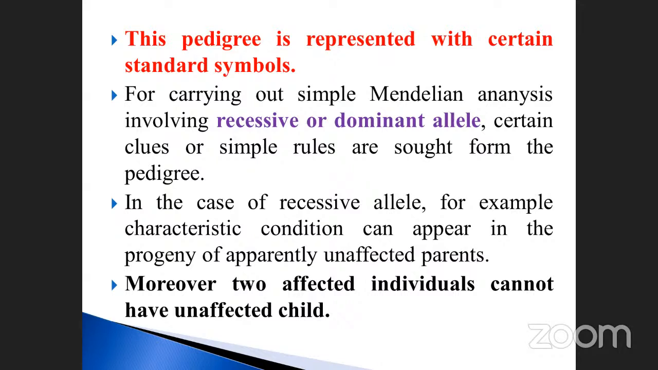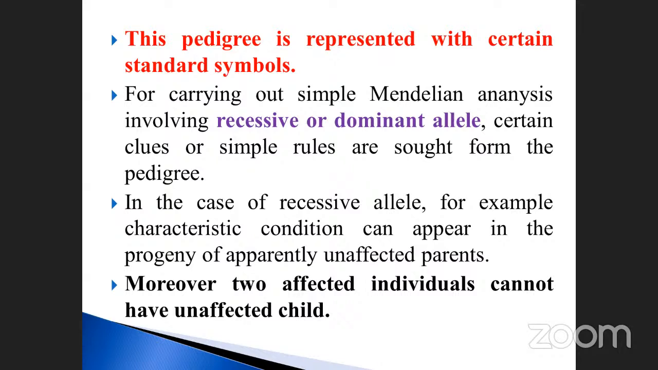This pedigree is represented with certain standard symbols that we already discussed, for carrying out Mendelian analysis involving recessive or dominant alleles. Certain clues or simple rules are sought from the pedigree. In the case of a recessive allele, for example, the characteristic condition can appear in the progeny of apparently unaffected parents. Moreover, two affected individuals cannot have an unaffected child.